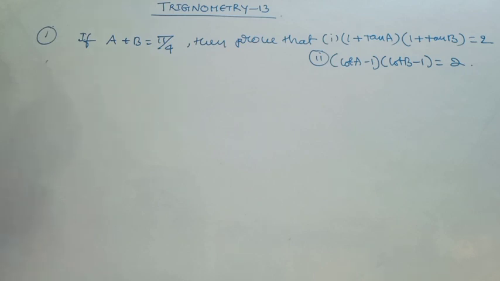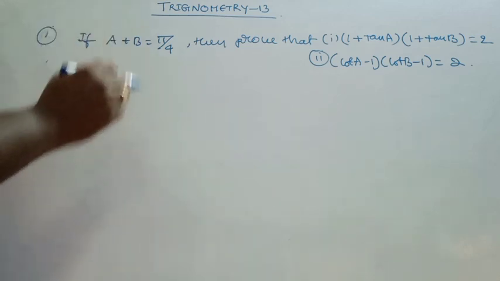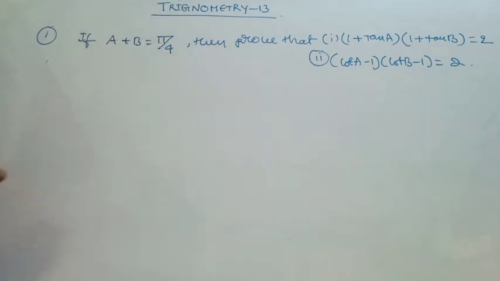Today is trigonometry part 13, and today we are going to discuss different problems in compound angles, right? As part of that, we have here: if a plus b is equal to pi by 4, then prove that (1 plus tan a) into (1 plus tan b) is equal to 2, and another one, (cot a minus 1) into (cot b minus 1) is equal to 2, right?